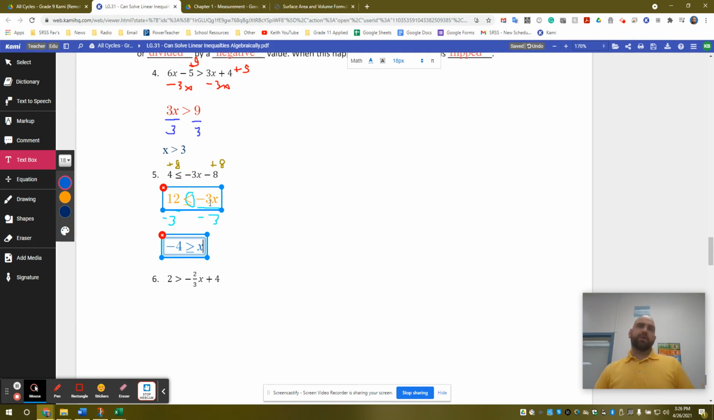So instead of x being greater than negative 4, x is actually less than or equal to negative 4. So we switch the inequality. You'll notice how it's been switched. It was a less than, now it's a greater than. It gets switched anytime we multiply or divide by a negative number.